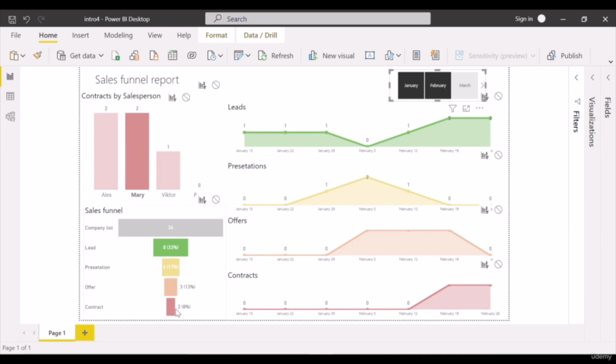That's why we decided to pair her up with Victor. He is good at lead generation, but not as good at making offers and signing contracts.